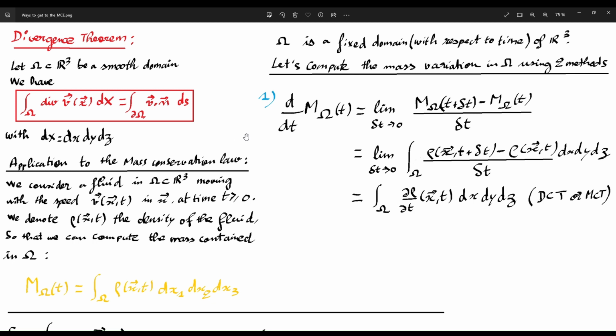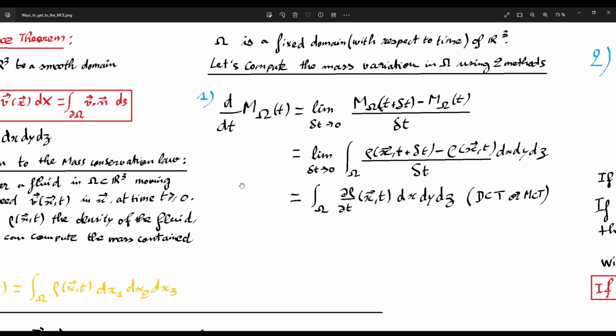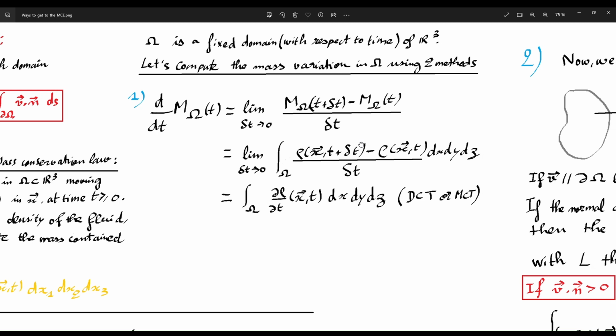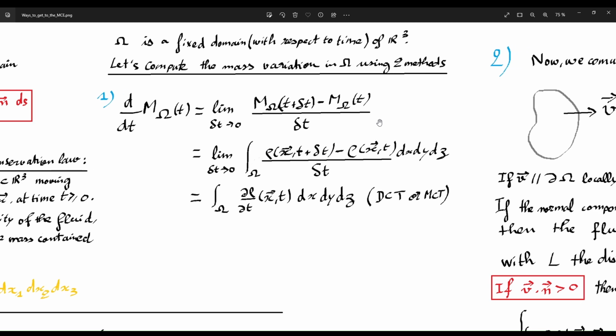What is interesting for us is the application to the mass conservation law. We consider a fluid in omega included in R3 moving with the speed v in x at time t positive, with a density rho of the fluid, so that we can compute the mass contained in omega, which is m omega at t equal to the integral of rho on omega. Omega is a fixed domain with respect to time of R3.